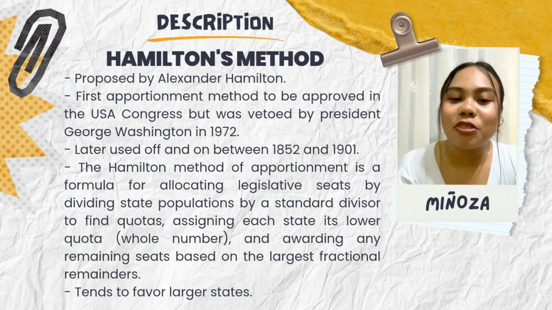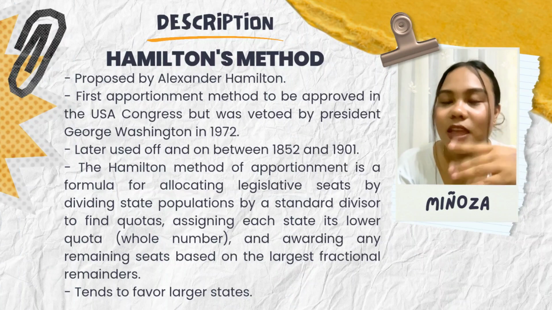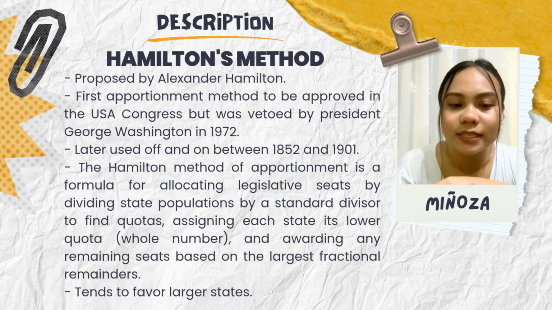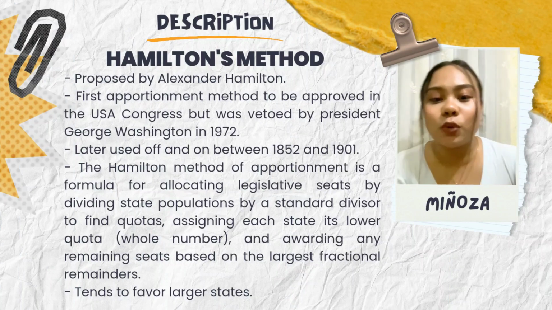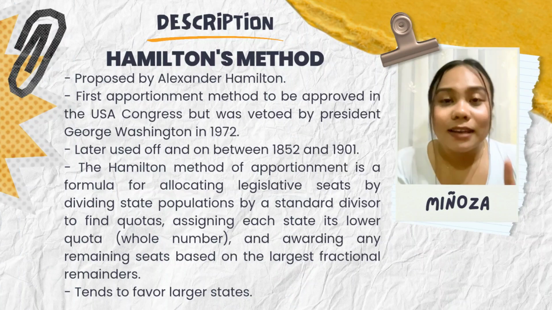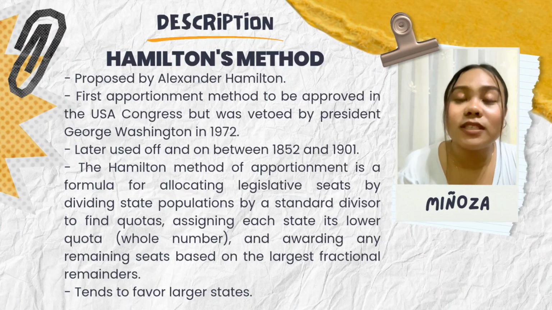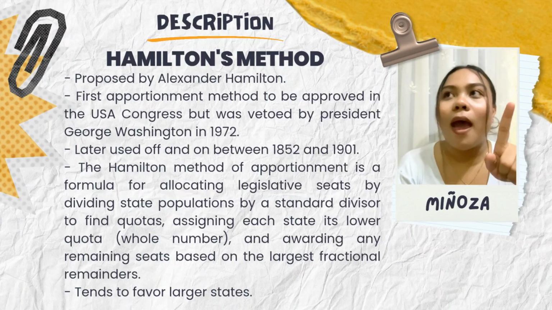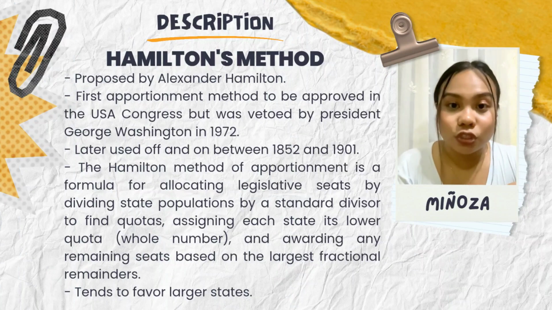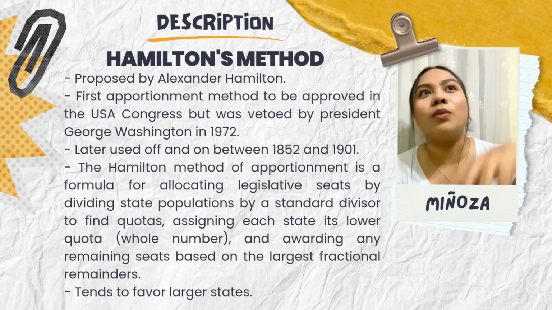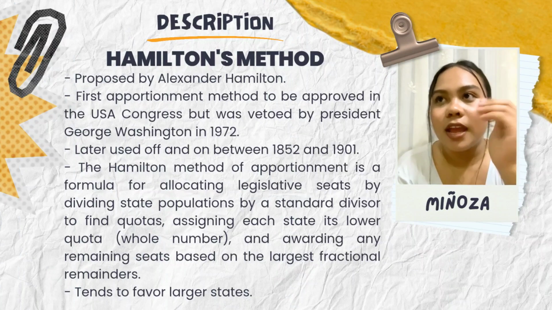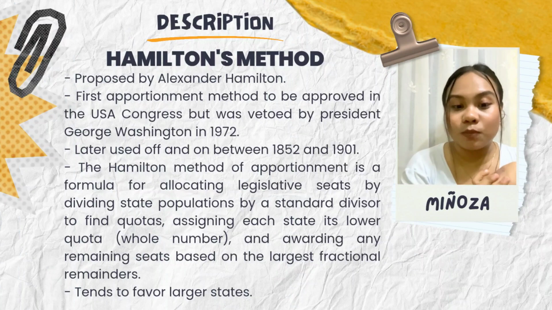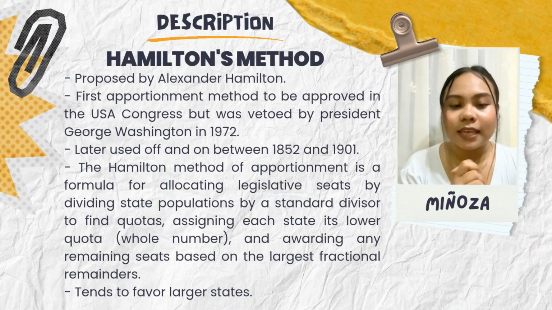So Hamilton's method was proposed by Alexander Hamilton. It was the first apportionment method approved by the United States Congress, but it was later vetoed by President George Washington. Despite this, the method was still used at different times between 1852 and 1901. Based on my other searches on the internet, it was actually 1911, but 1901 is based on the mathematics book that we had. So let's keep it there.